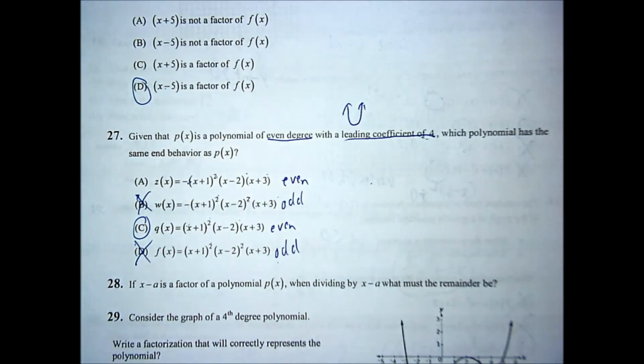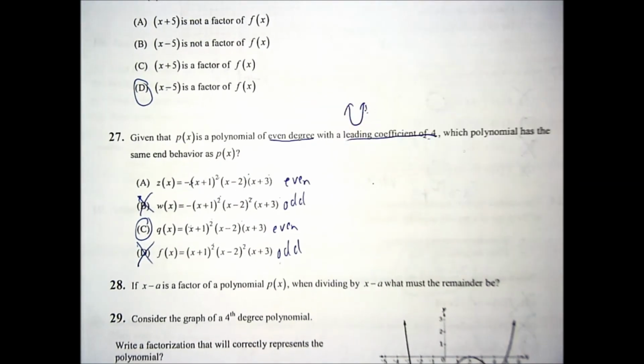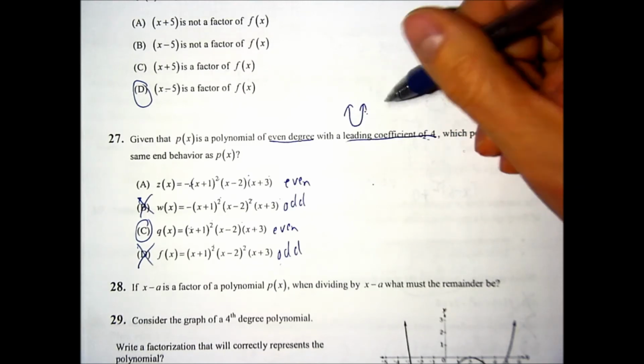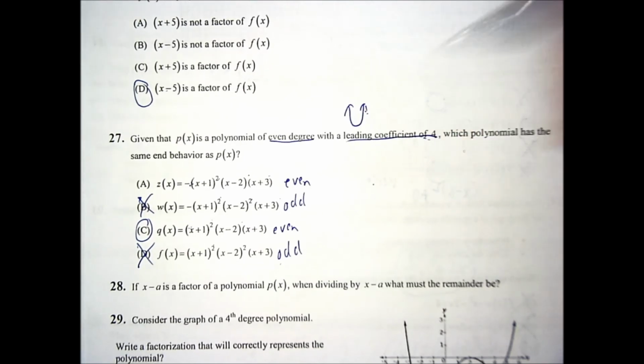You can graph this on your graphing calculator if you have one, and you can verify which one points up and is even. Again, the even functions point either up, up, or down, down. They point only one direction for the y value. The odd functions point both directions, up on the left, down on the right, or down on the left, up on the right.